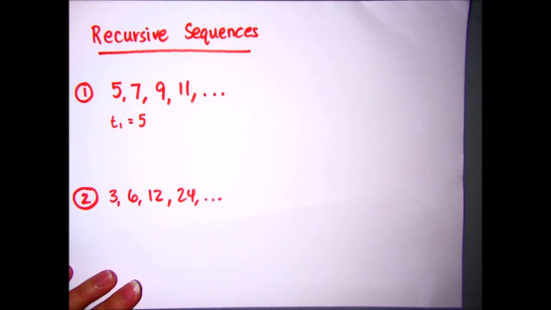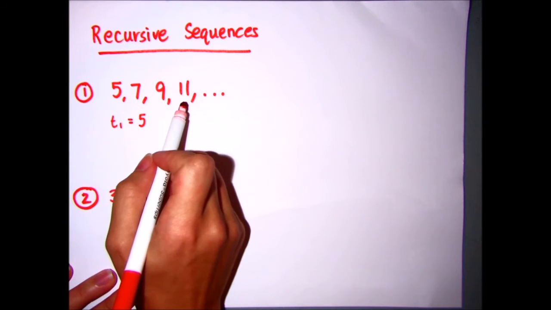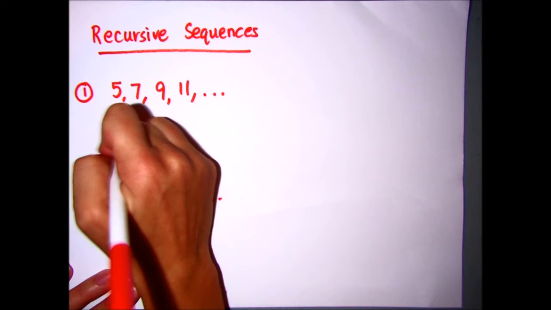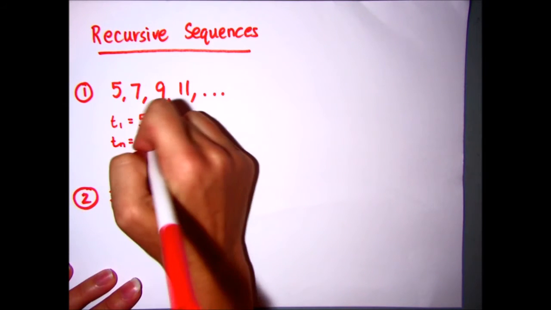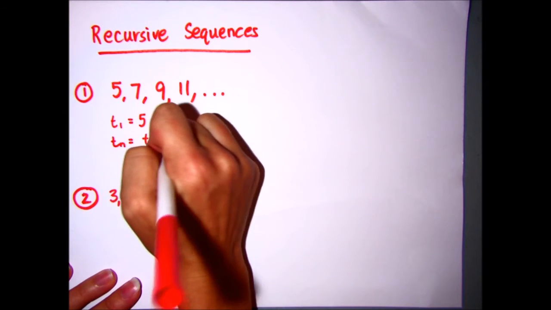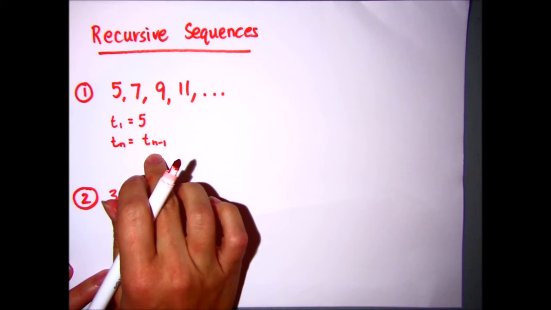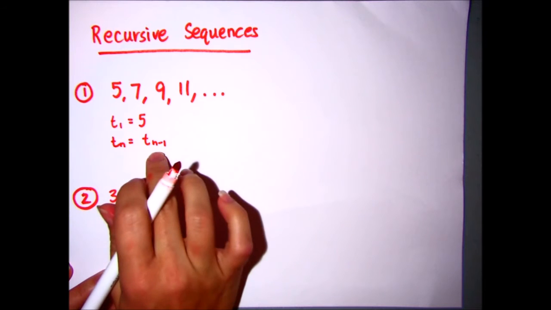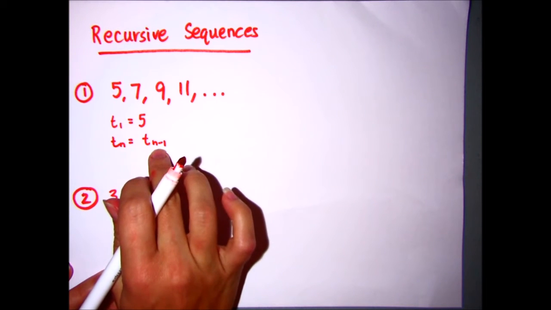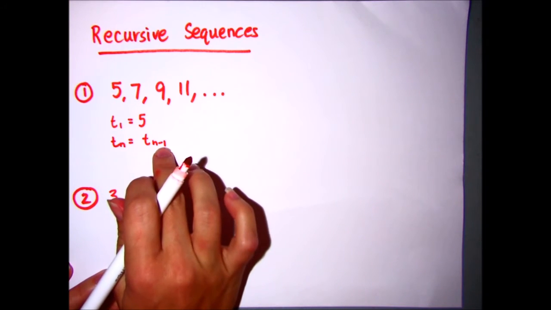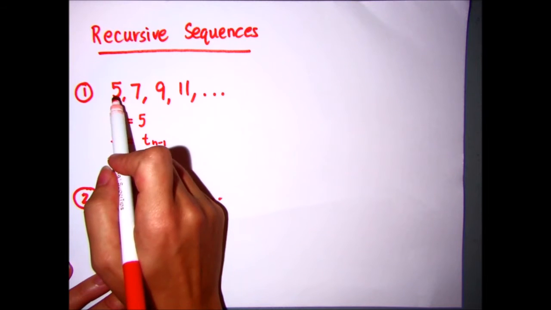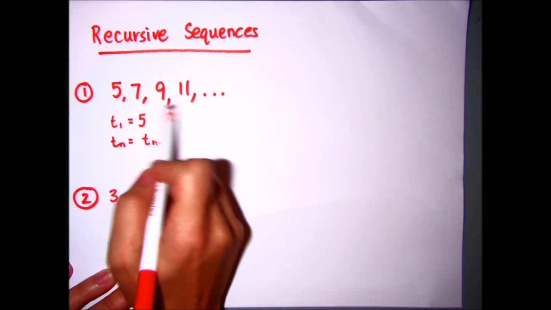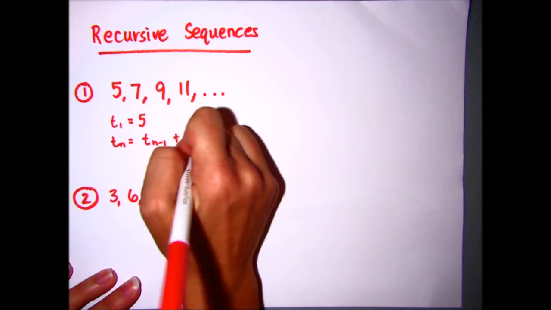Then the second part of the rule involves what's actually going on here. The way you want to think about this is the term you want is equal to the previous term. We show the previous term by subtracting 1 from n. If we wanted 2 terms before it, we would say n minus 2. If we wanted 5, it would be n minus 5. But the term we want is equal to the previous term, and what are we doing to the previous term? How do we get from each number? Well, we're adding 2 each time.